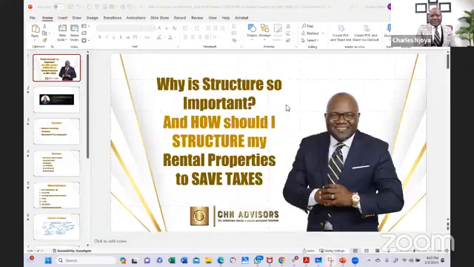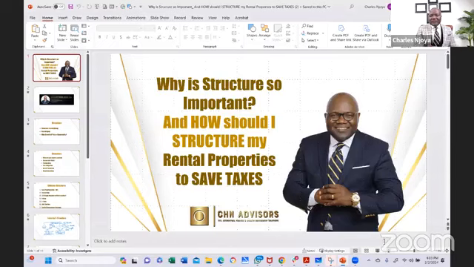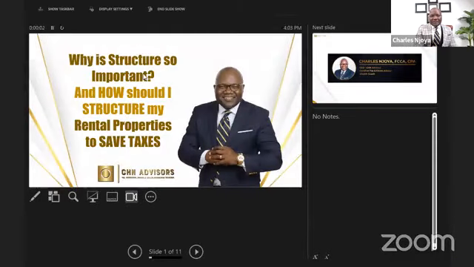So I'm sharing my screen for you guys. The topic today is something I'm passionate about. I am very keen on real estate. So why is structure important? Structure is everything. And how should I structure my rental properties to save on taxes?